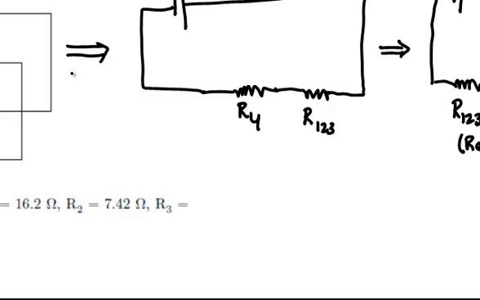So again, the whole purpose of solving for the equivalent resistance is to simplify the circuit so that we can eventually plug it in and solve for the current.